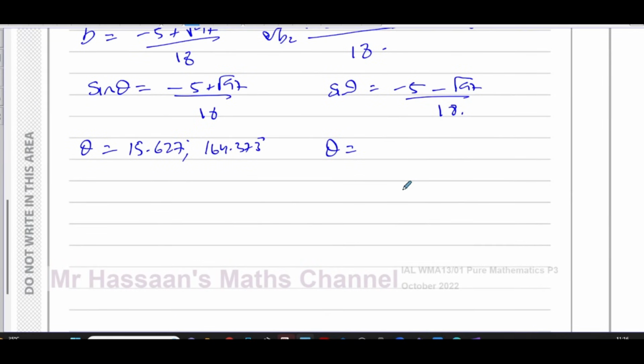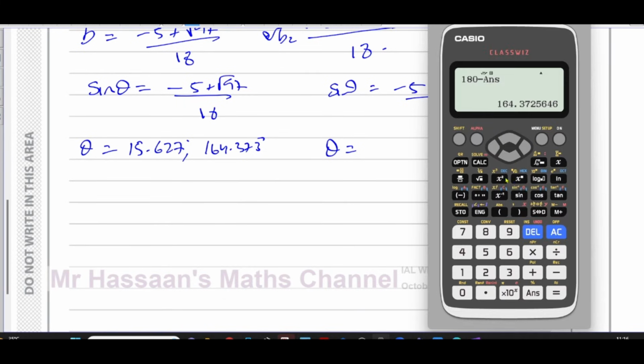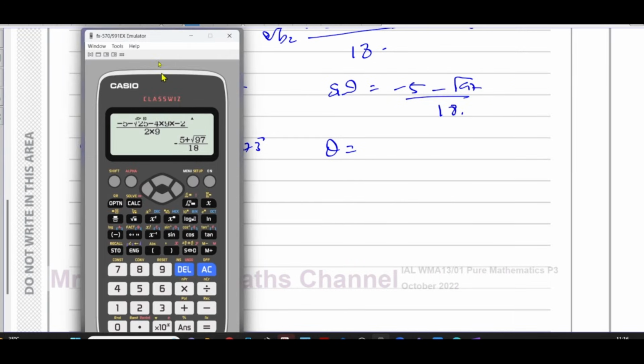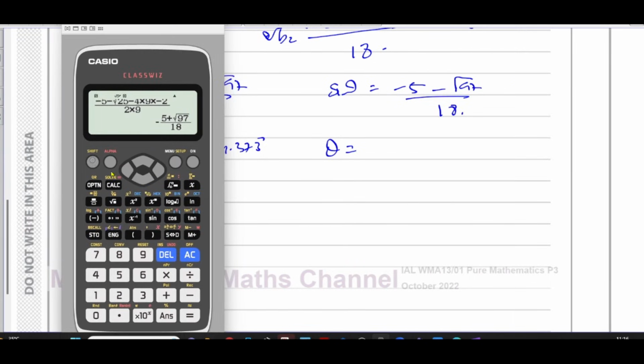For the next angle, let's go back to that one. That was this one, right? There's a minus in front of the whole thing. So that's our answer now. I'm going to find inverse sine of the answer. Now, this is going to give me an angle which is negative.